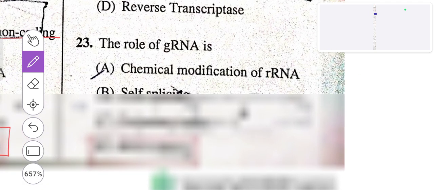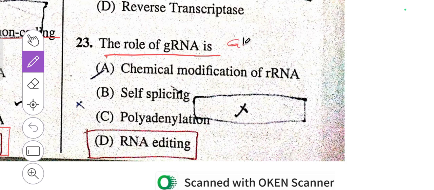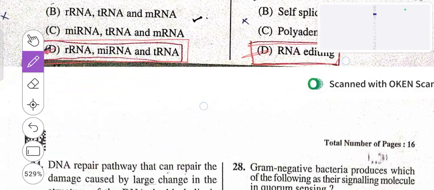Then 23, the role of gRNA is, G here is guide RNA. So this guide RNA which is present in the organism will help in the editing, that is RNA editing is done by this gRNA.